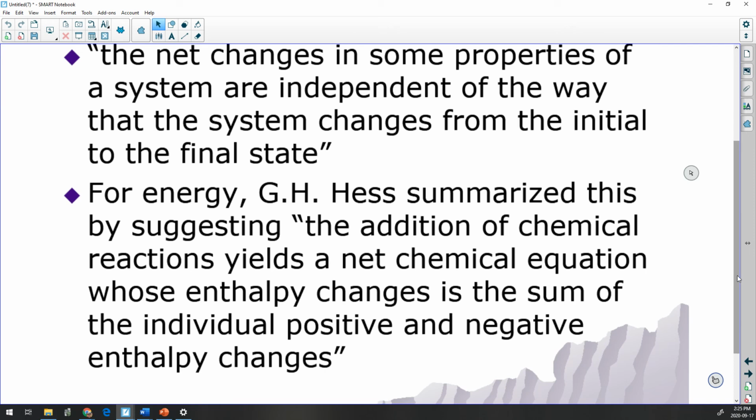Basically, you have this reaction, and this reaction, and this reaction, and they're happening in certain steps. If you want to go from the reactants here to the products here, how much energy is given off or absorbed? Well, we add up all the different energies of those chemical reactions that we're going to use.